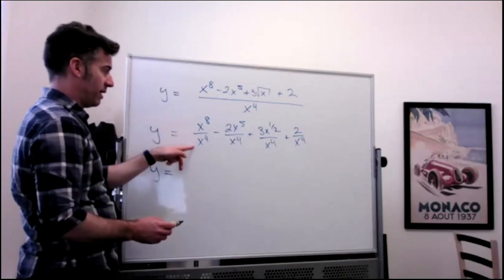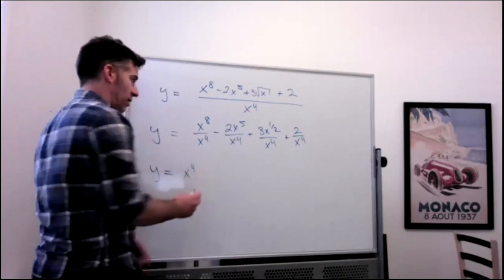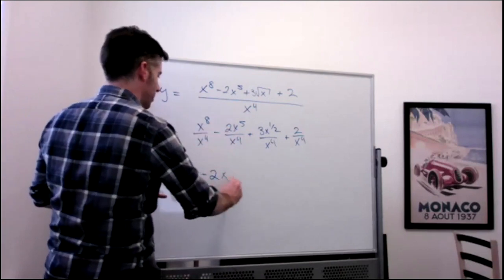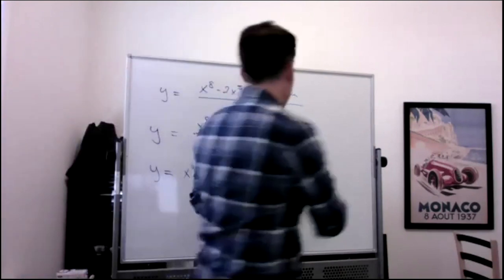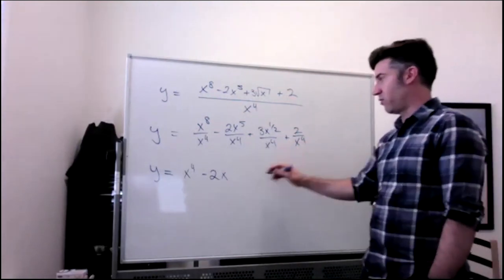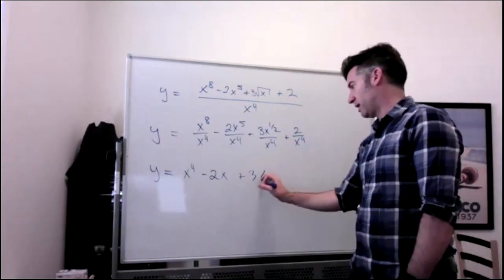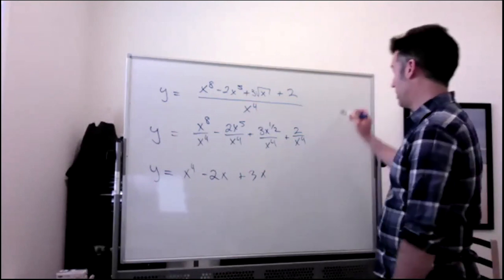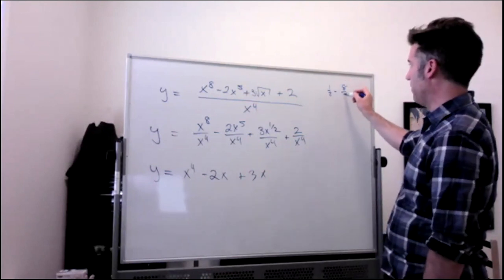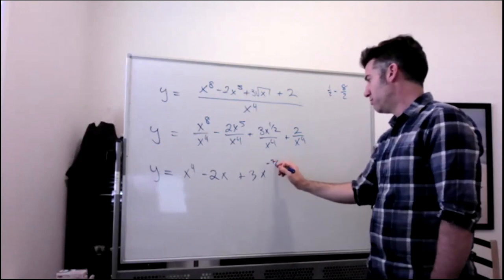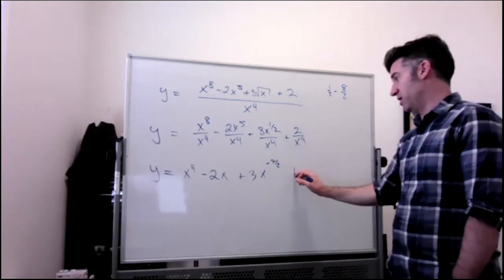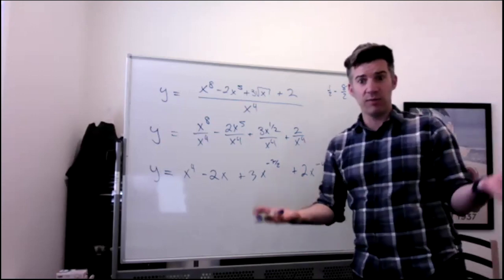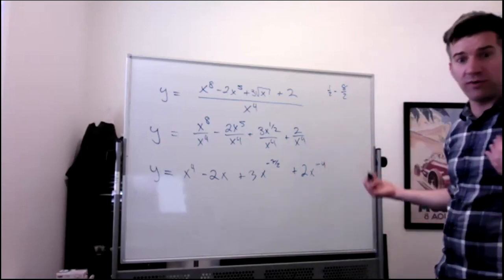x to the 8th divided by x to the 4th is x to the 4th. Right? We subtract the powers. 2x to the 5th divided by x to the 4th is 2x to the 1st. 3x to the 1/2 divided by x to the 4th is 3x to the 1/2 minus 4, which is negative 7/2. Right, because it's 1/2 minus 8/2. And finally, 2 divided by x to the 4th is 2x to the negative 4th. And now we're in a position where we can use the power rule for each of these parts.